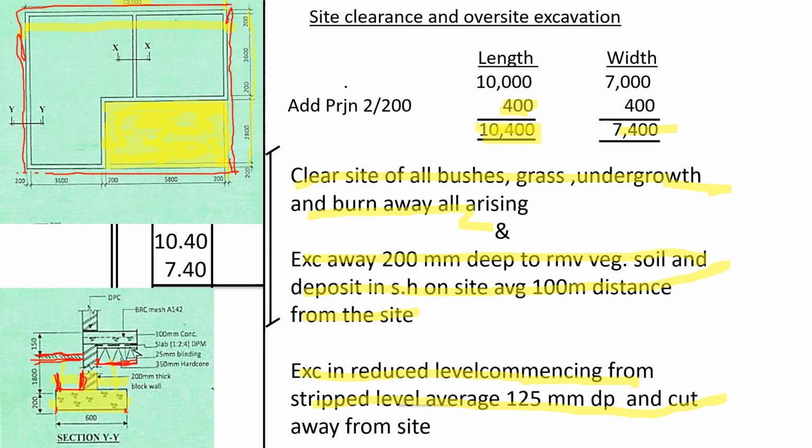To reduce the level is to excavate more. So we shall take this 350 to get the depth. 350 plus 25, that is 375. 375 plus 100 is 475. Then we are told from here up to ground level is 150. So 475 minus 150 is 325. Then we have excavated strip soil from here up to here, 200.